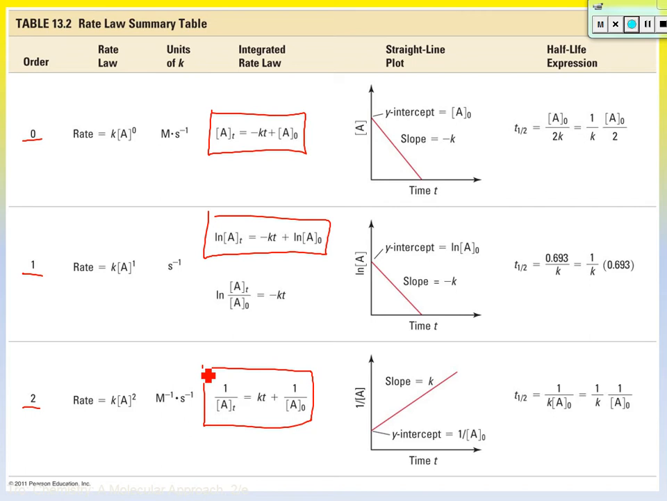I will give you this information. In fact, the packet, this yellow packet that I passed out before class, has all of that information on it. And you will be able to use this on all of the worksheets, the study guide, and the test. So you will not be expected to memorize this stuff, but you will be expected to know how to use these equations.